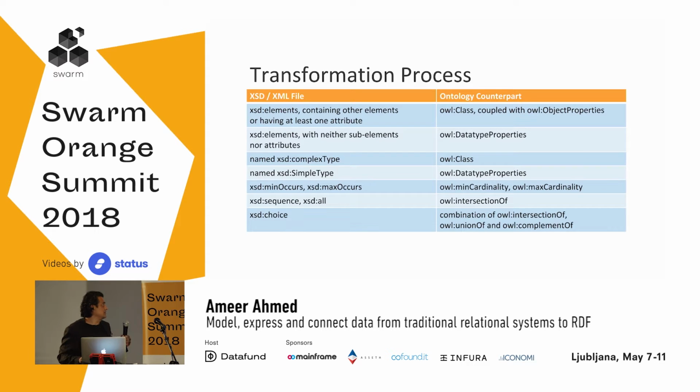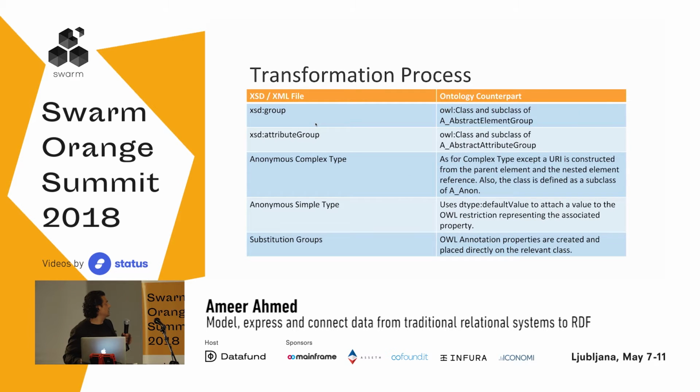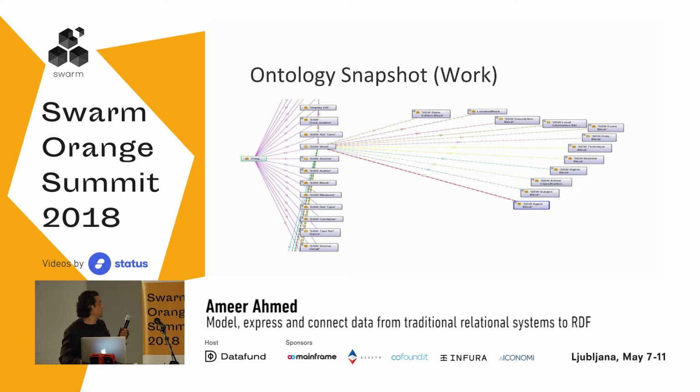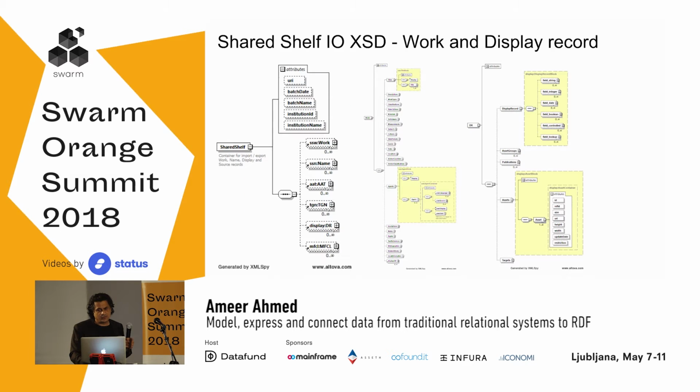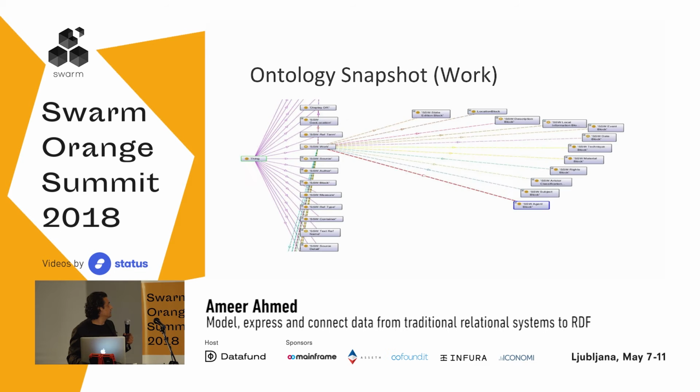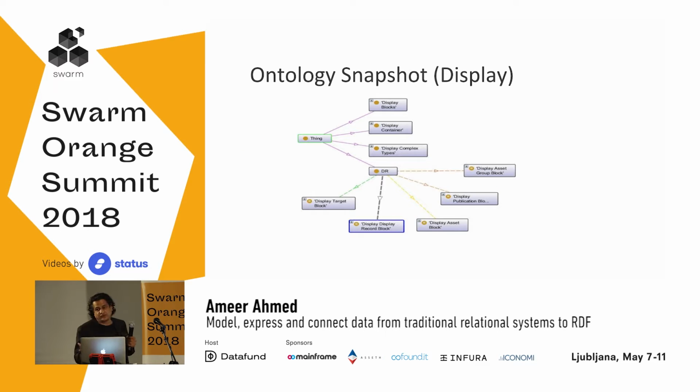This is just some examples of how we actually converted the XSD to its counterpart in the ontologies. I'm just going to fly through that. And that's an example ontology of the same XSD that I showed you before, right here. So it's a different view of it. And this is your display record. Again, the concept of work record and display record is key to understanding these components.